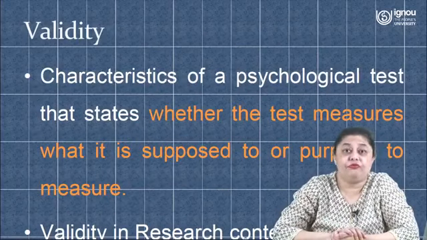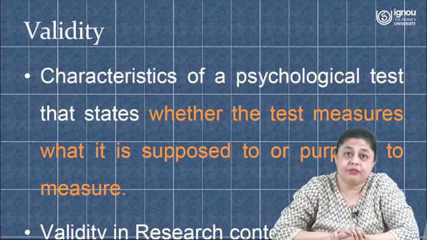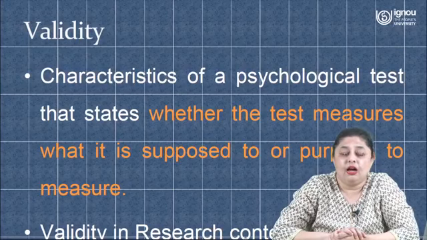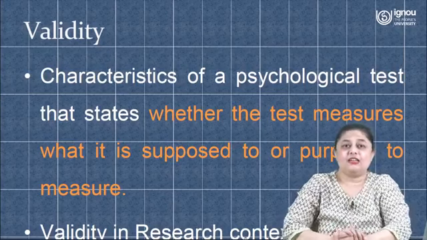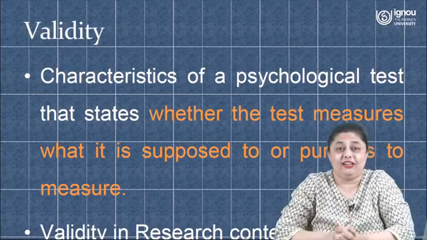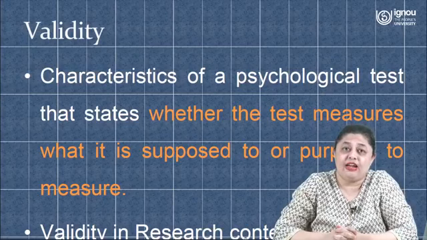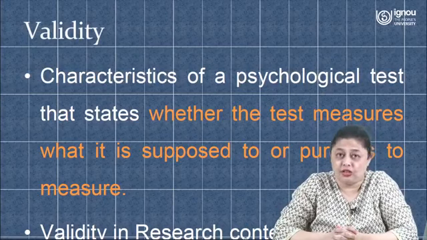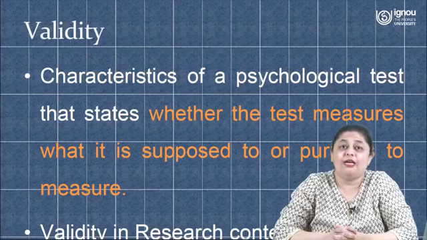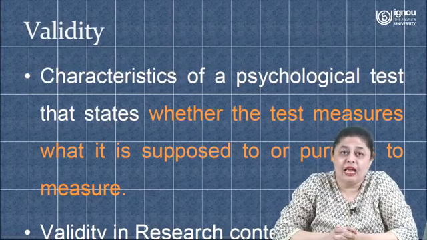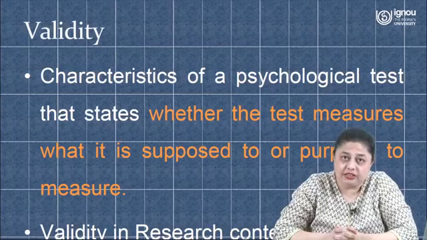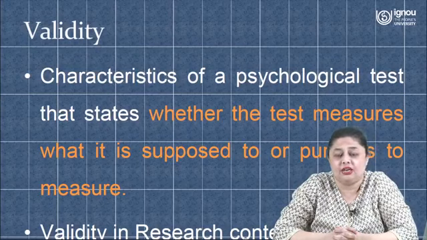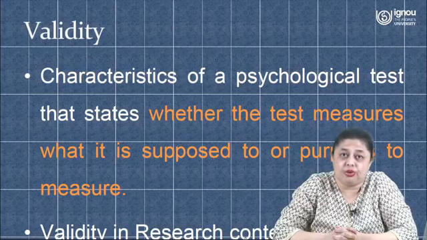Next, let's go to a very important term, that is validity. Now, what is validity? Very many times when I ask the learners to define validity and reliability, they say, oh, validity is whether a test is valid or not, and reliability is whether the test is reliable or not. Definitely, I expect a much better answer than that. Validity is a characteristic of a psychological test that states whether the test measures what it is supposed to measure or not.